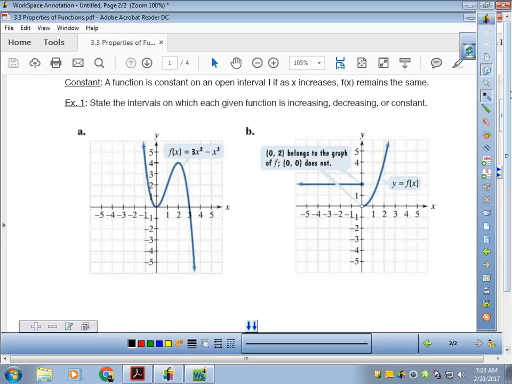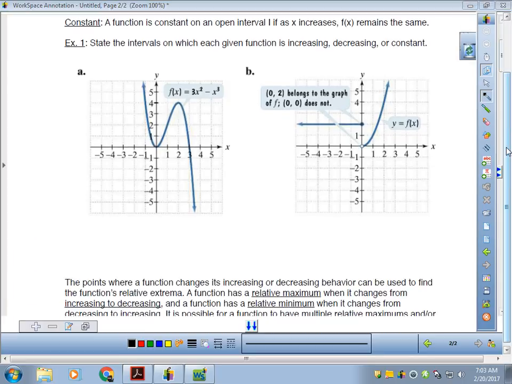So example 1 here asks us to state the intervals on which each given function is increasing, decreasing, or constant. So I'm going to say increasing, and I'm going to use INC for the abbreviation of it. So I want to find intervals where it is increasing, where it is going up as I go to the right. This bit is going down as I go to the right. This bit's going up, so that would be an increasing bit, and this bit's going down. So the only increasing part is right here. And where does this part start? It starts right here, and the x value is 0. And then where does it end? It ends right here, and the x value there is 2. So we say it's increasing from 0 to 2.